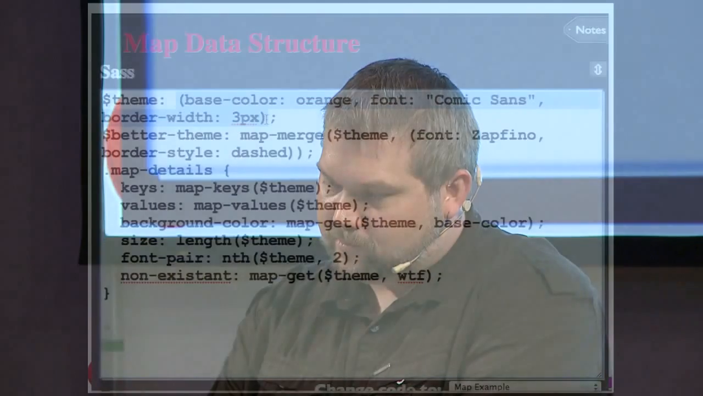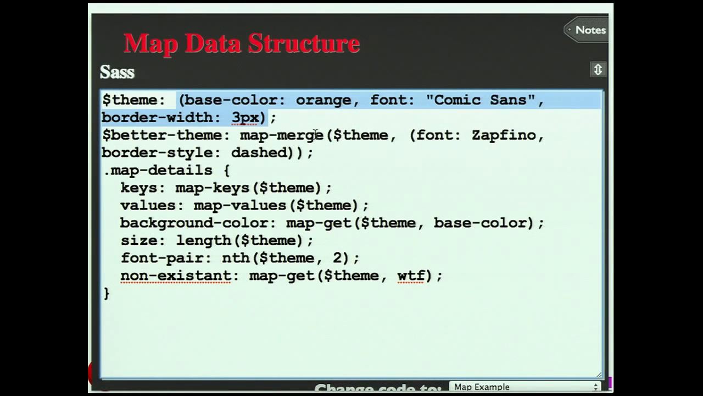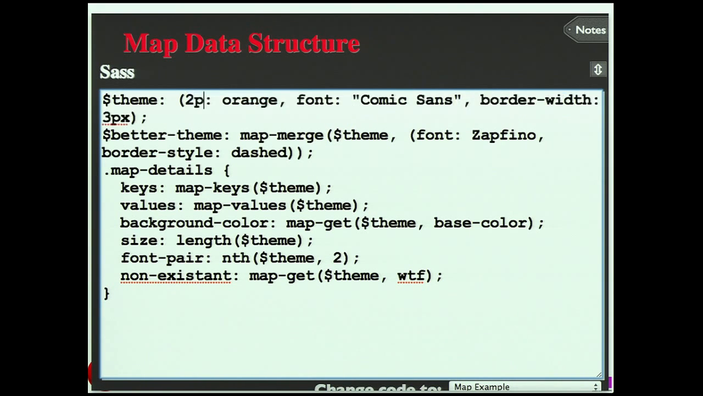And so here we can see a basic map. The syntax is basically you have to have parentheses, and then it's comma-separated pairs that are separated by a colon. The key can be anything. It doesn't have to be a string here. Like, you could use two picks. It can be your value, or it can be a color, et cetera.